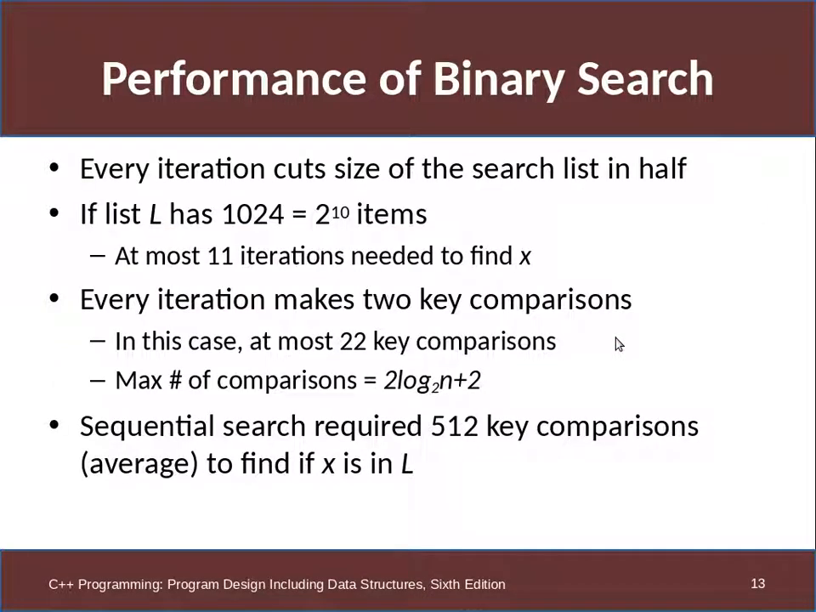Okay. Oh, well, thanks. So if a list has 1,024 elements, that's 2 to the 10th elements. I knew that one. By the way, if you multiply 2 to the 10th times 2 to the 10th to get 2 to the 20th, it would be 1,024 times 1,024, which is a little over 1 million. At most 11 iterations needed to find X. They were including the first one. In this case, at most 22 key comparisons.